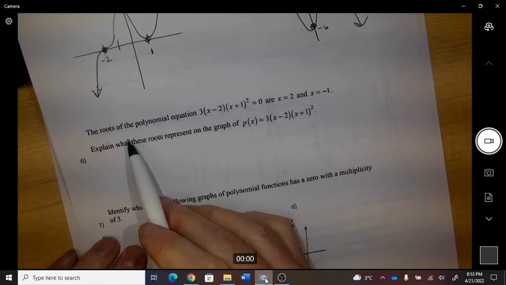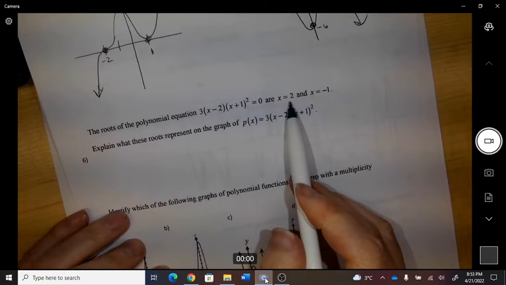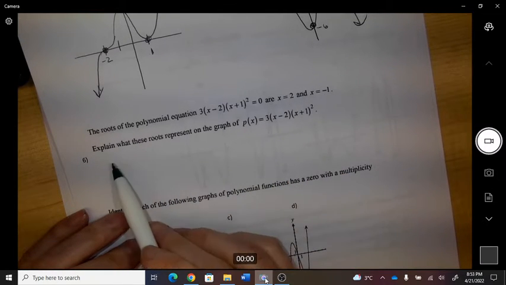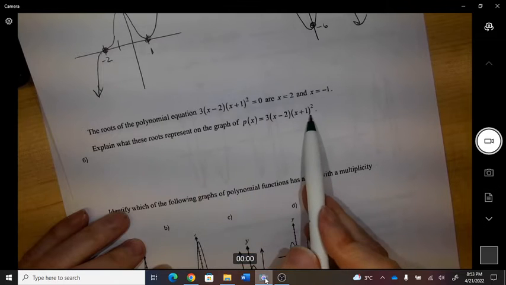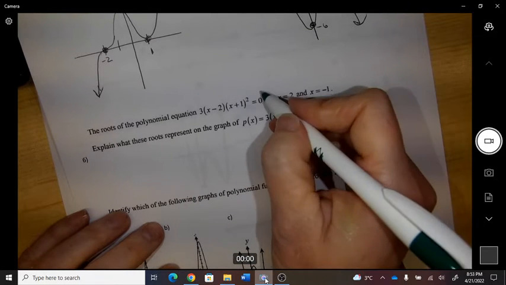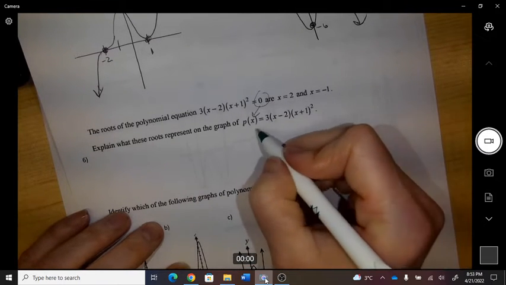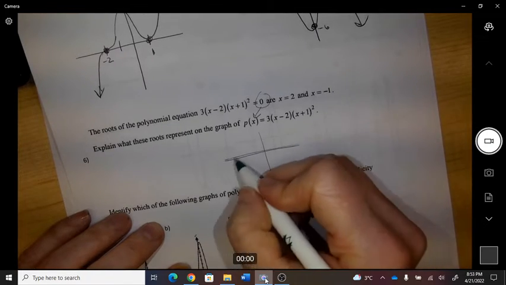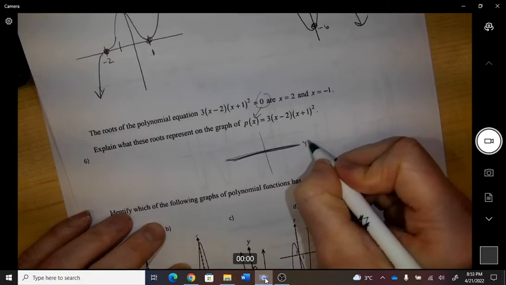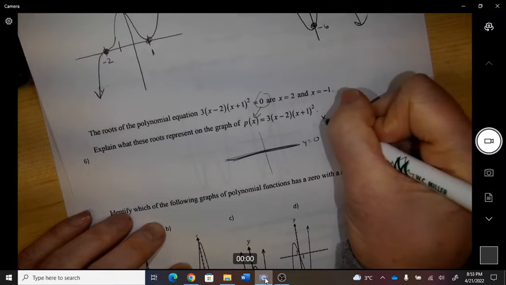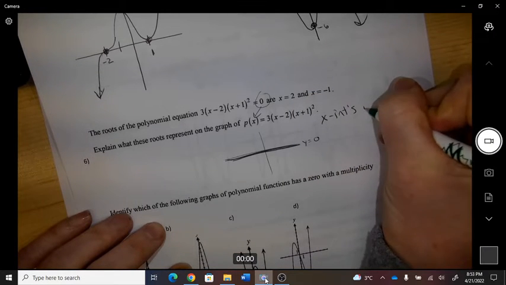Okay, the roots of the equation are 2 and -1. Explain what these roots represent on this. So what this would be is on the graph where y is 0, so those would be the x-intercepts on the graph.